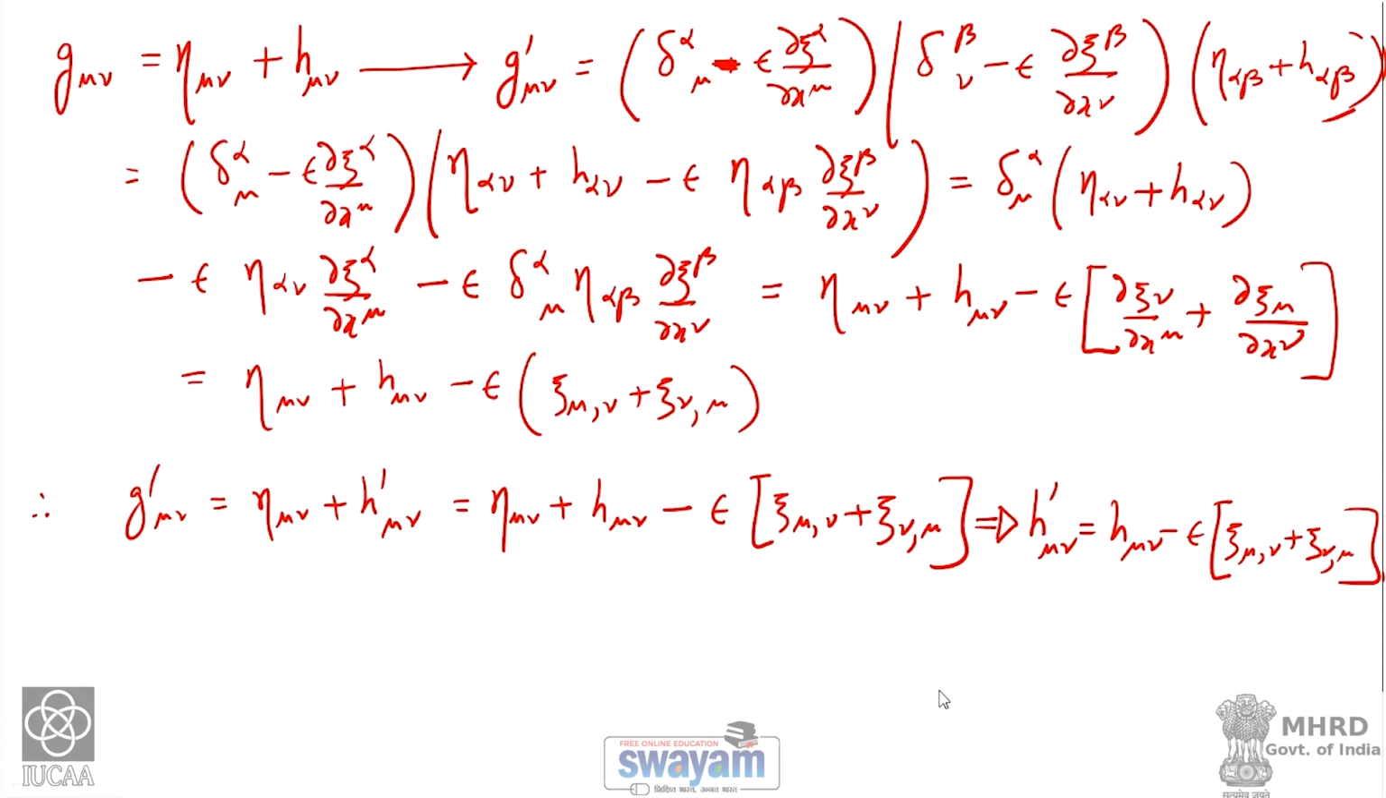So, effectively what this tells us is that under infinitesimal coordinate transformation, my new metric perturbation is related to the old metric perturbation in the following manner. And therefore, I can use this coordinate transformation degrees of freedom to constrain h mu nu. After all, xi mu is a vector field which is arbitrary. I can choose the xi mu in my own way so that I get the harmonic gauge condition.